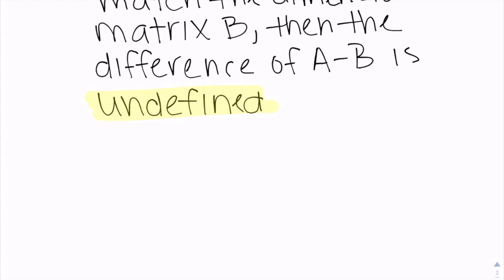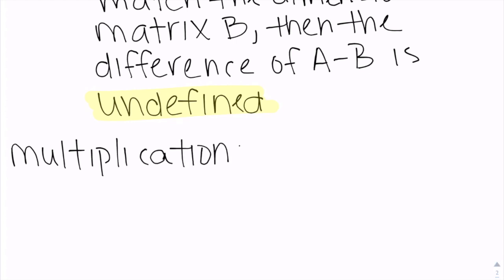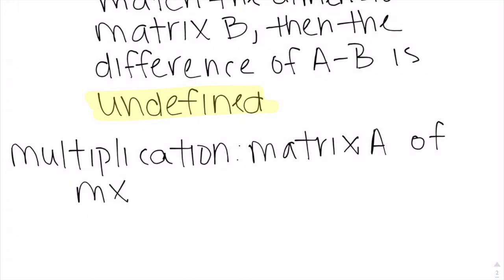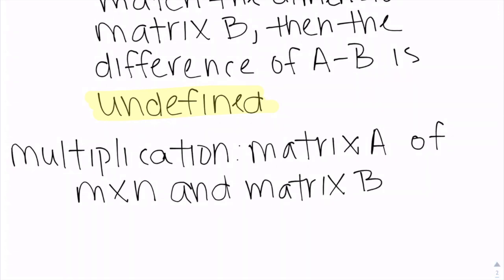Our next operation that we're going to look at is multiplication. Where matrix A of m by n and matrix B of n by p are able to be multiplied.